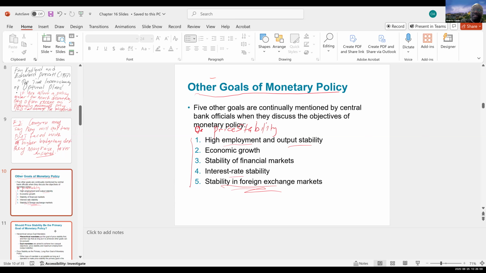We want interest rate stability, stability of financial markets. The Fed regulates financial markets and financial institutions, makes sure that the banks are not screwing up. Economic growth, they promote economic growth, making sure the economy is growing. But be careful, these six goals of policy, sometimes they can be conflicting.